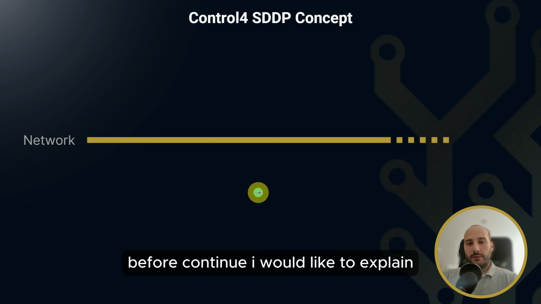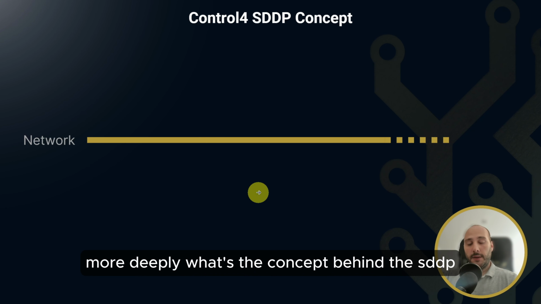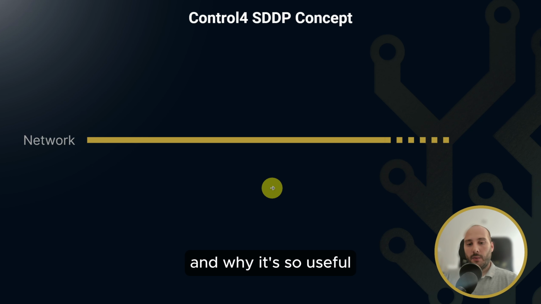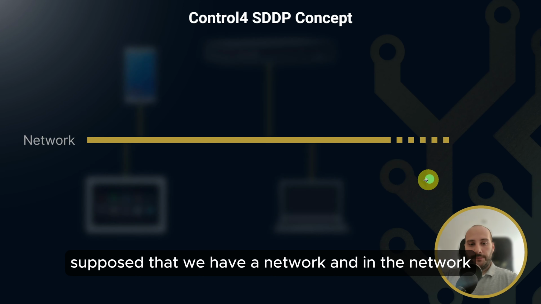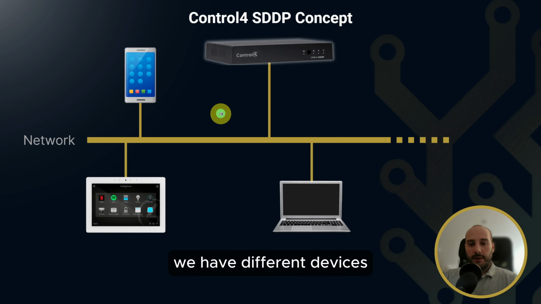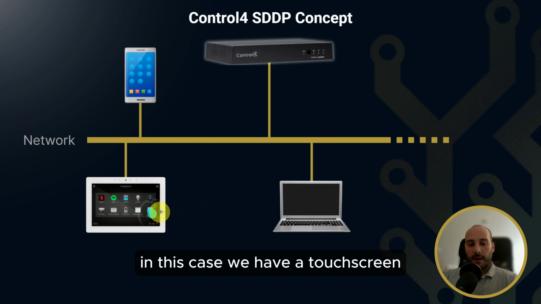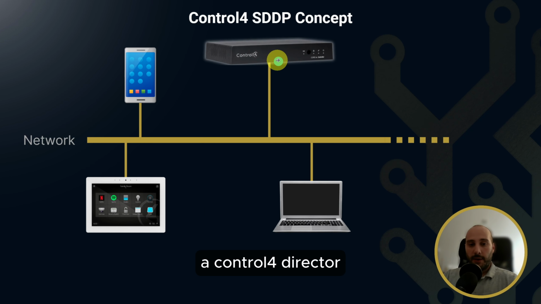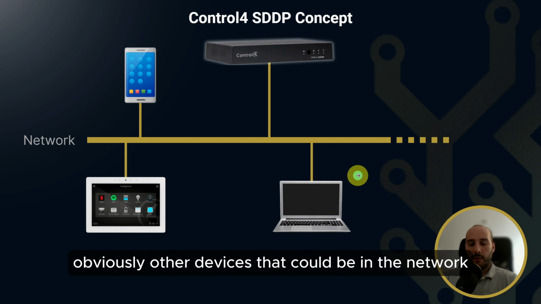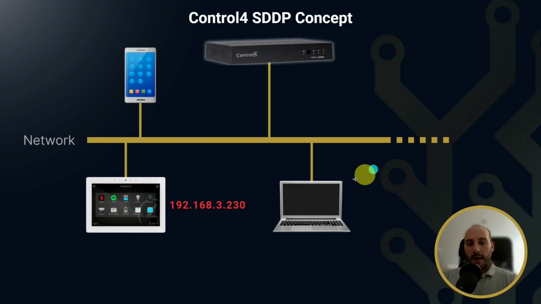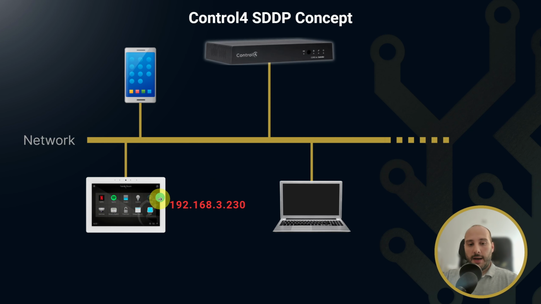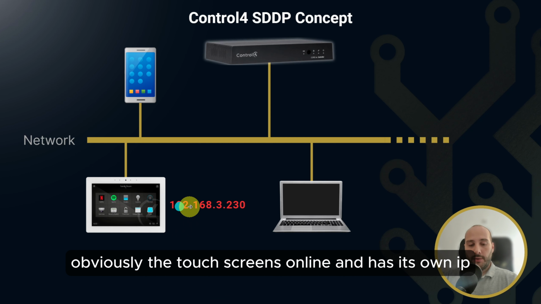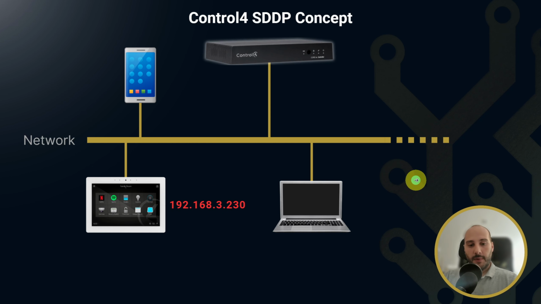Before continuing, I would like to explain more deeply what's the concept behind SDDP and why it's so useful. Suppose that we have a network and in the network we have different devices. In this case, we have a touchscreen, the Control4 director, and obviously other devices that could be in the network. Suppose that we have this touchscreen that is not identified in the project, and the touchscreen is online and has its own IP.